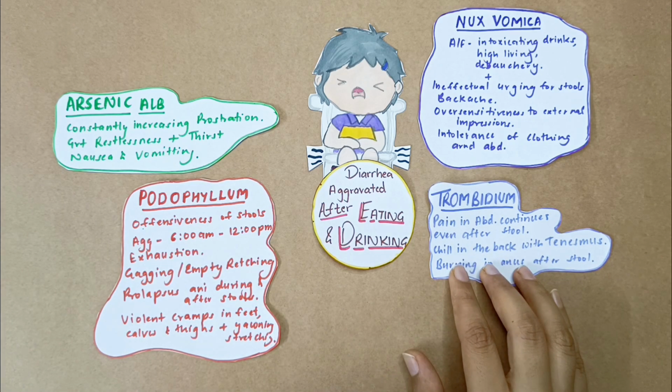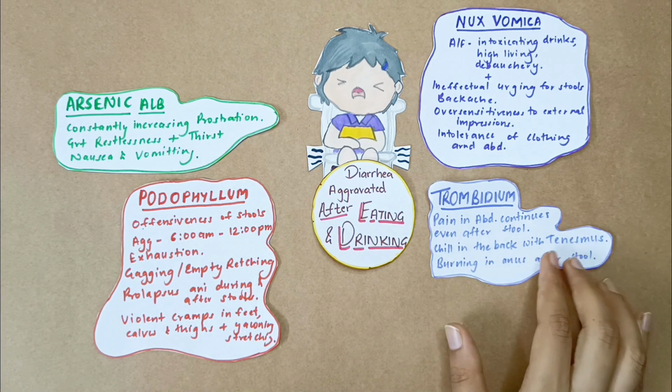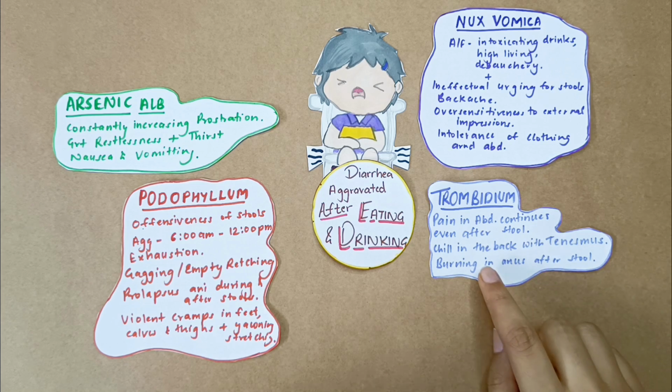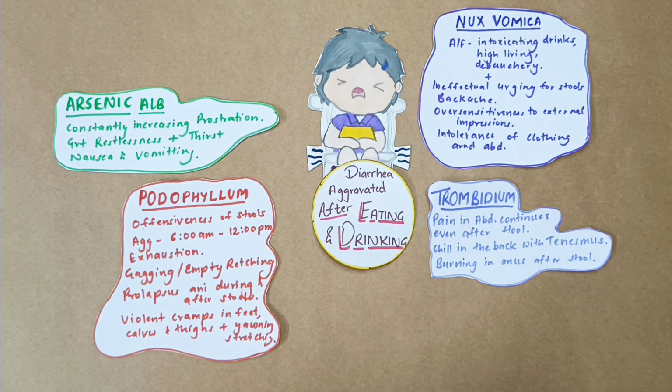Another important characteristic symptom is chill in the back with tenesmus. So whenever they have the urging to stool, whenever they have the tenesmus, along with that there is chill in the back as well. Burning in anus after stool. So it's not just that they have pain in the abdomen after stool, but they also have burning in the anus after stool in trombedium.